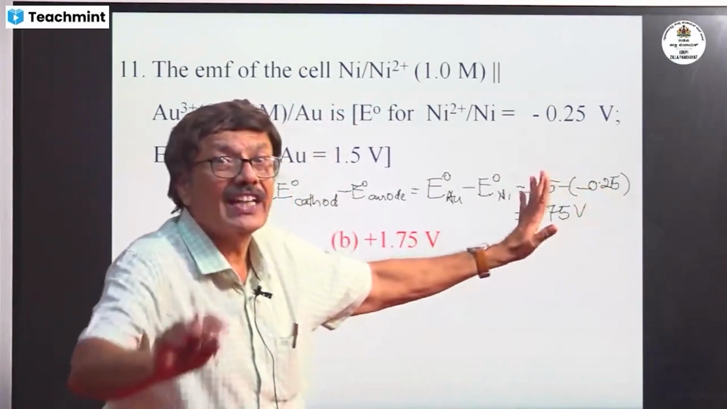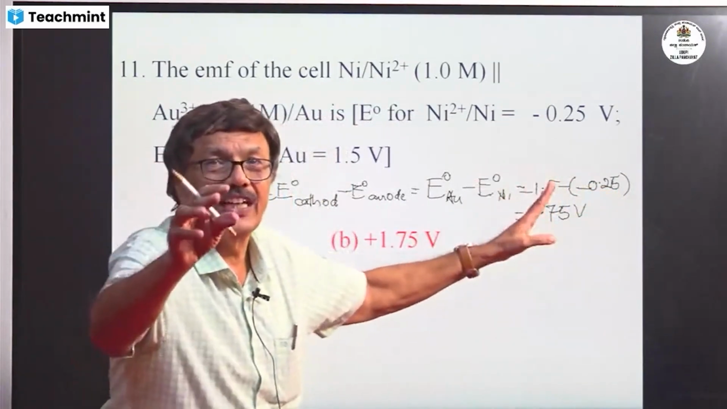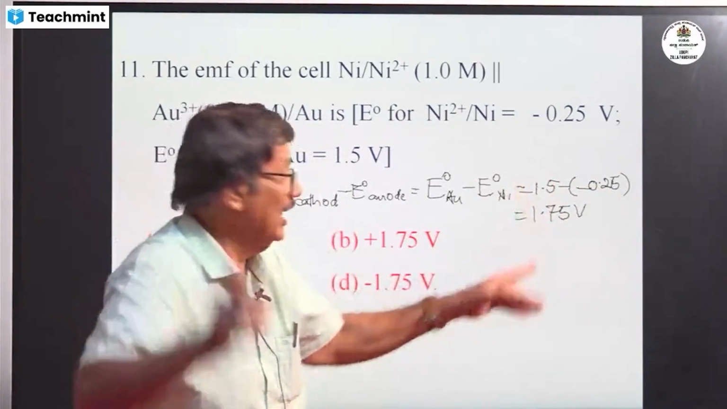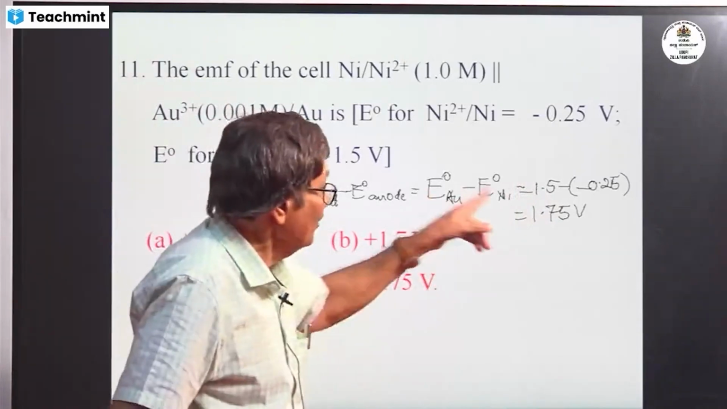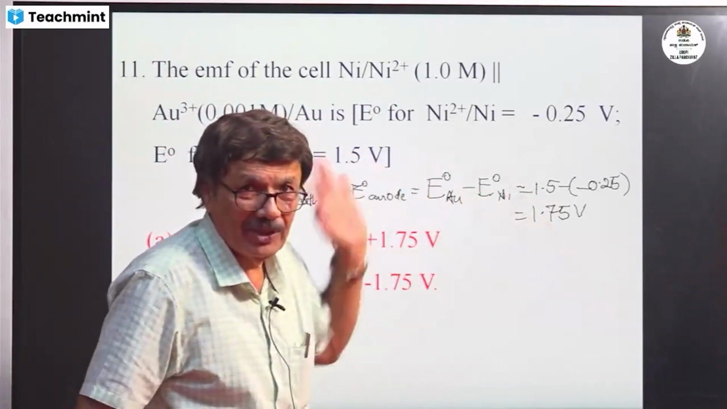E naught cannot be negative. The electrode potential E naught may be negative or positive, but E naught of the cell is always positive.